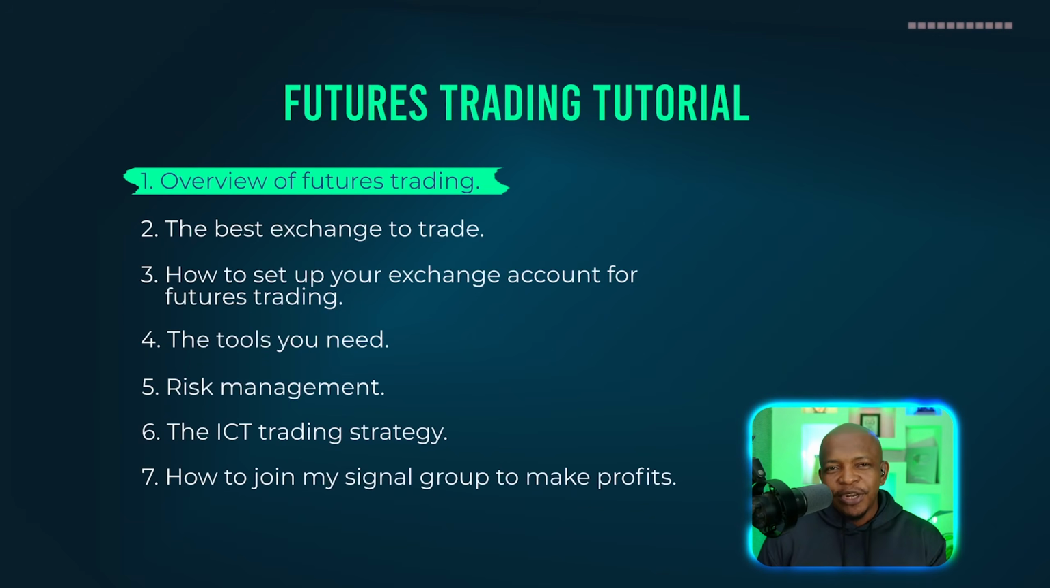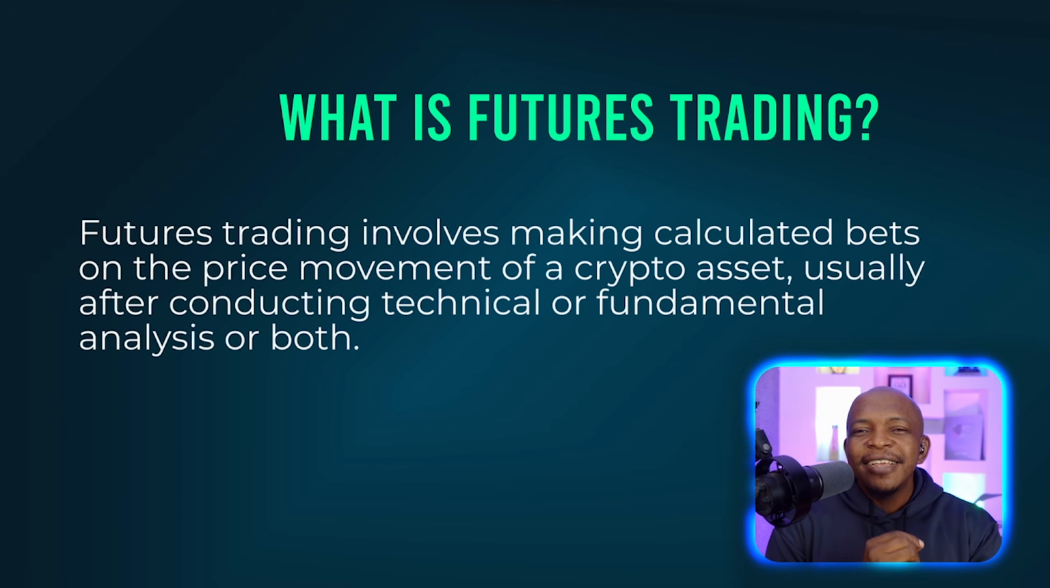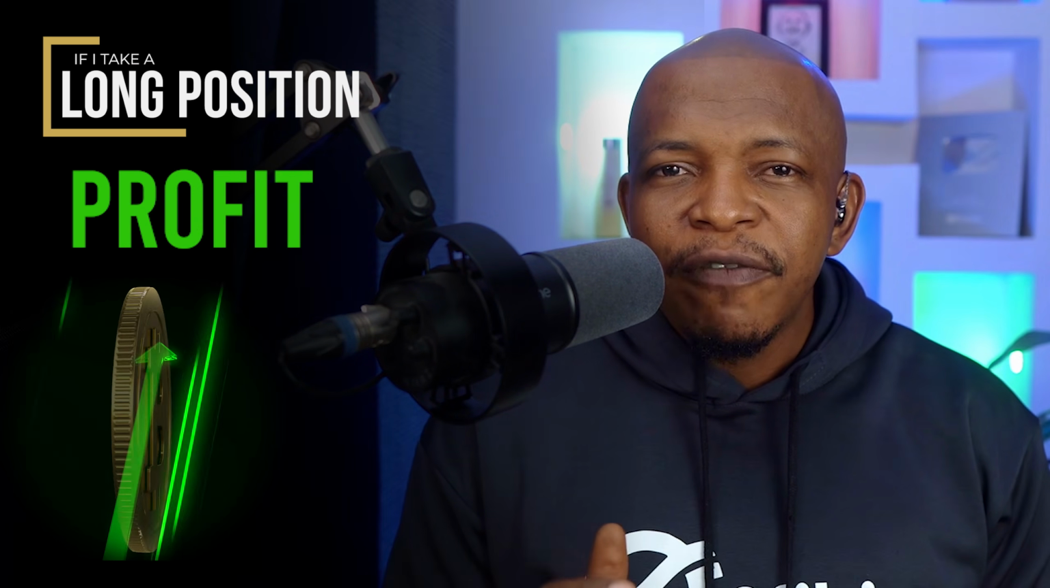What is futures trading? In simple terms, futures trading involves making calculated bets on the price movement of a crypto asset, usually after conducting technical or fundamental analysis or both. Let's say the asset is Bitcoin. If I take a long position, it means my bet is that the price will go up. If it does go up, I make a profit. If it goes down, I make a loss.